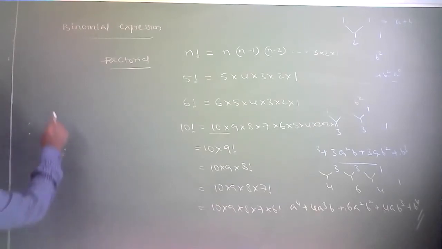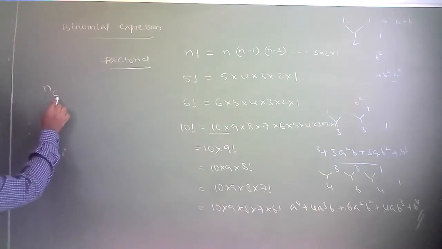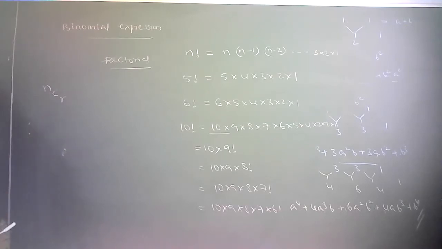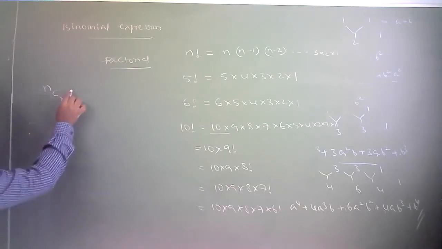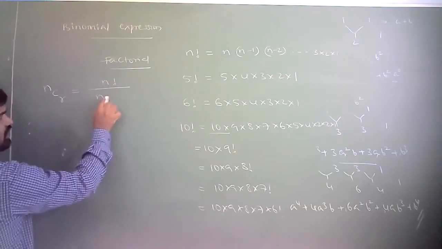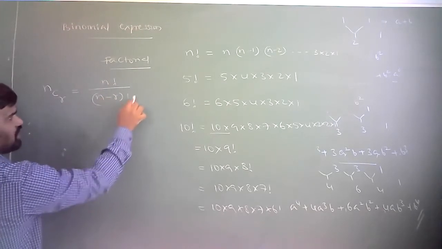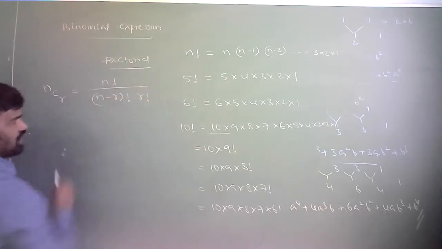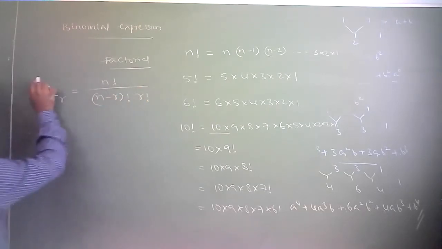And next, we can also write nCr. Whose value is what? nCr equals n factorial divided by (n minus r) factorial into r factorial. This is the formula of nCr.